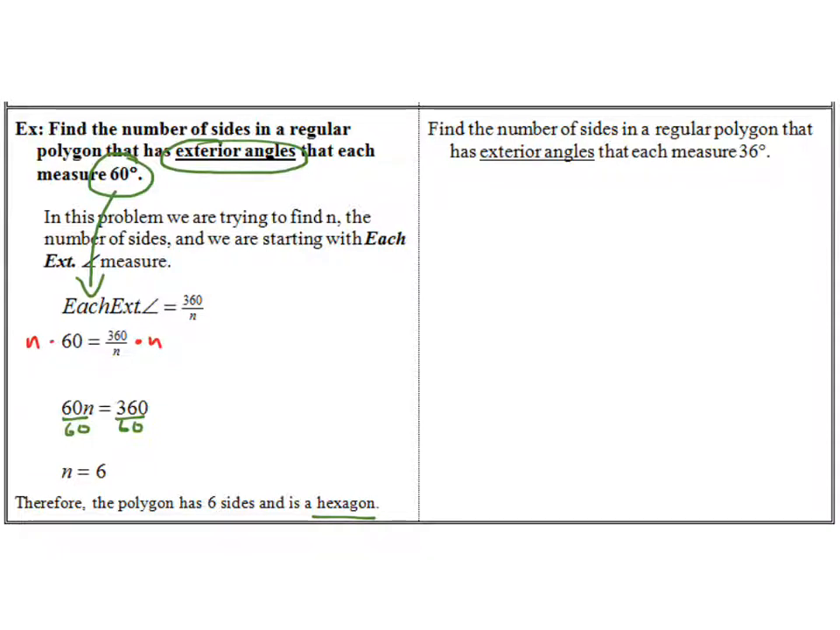So that's the end of the video, folks. Go ahead and try that same process to find the regular polygon that has exterior angles that measure 36 degrees.